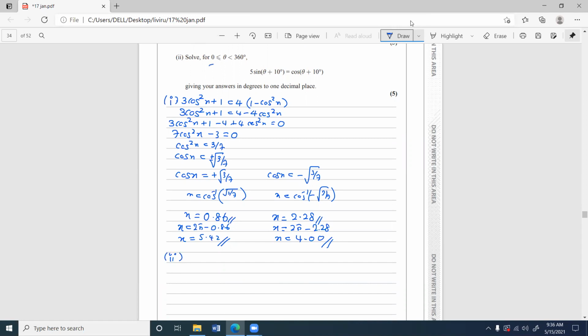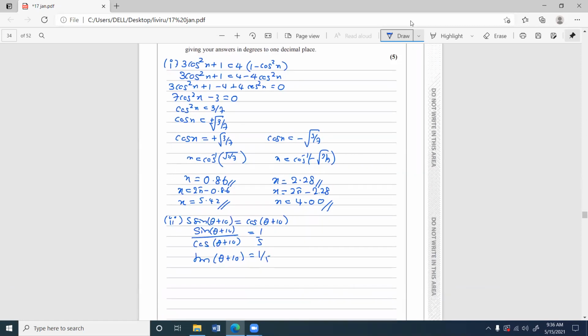That is given in degree format. This is equal to this. So you can write 5 sine of theta plus 10 is equal to cos of theta plus 10. You can write it like this because while keeping sine and cos, you can't solve it. But we know that sine over cos becomes tan, so tan of theta plus 10 is equal to 1 over 5.